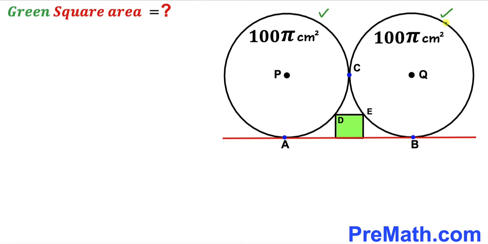In this video, we have this green shaded square fully wedged in between these two identical circles, as you can see in this given diagram, such that the points A, B, and C are our points of tangency. And moreover, the points P and Q are the centers of these circles. Furthermore, the area of each of these identical circles is given as 100π cm². Our task is to calculate the area of this green shaded square.